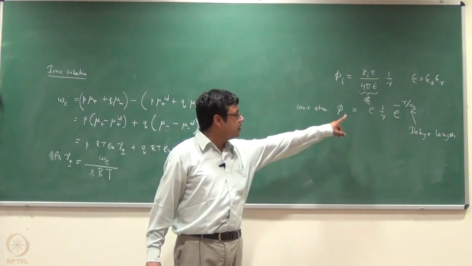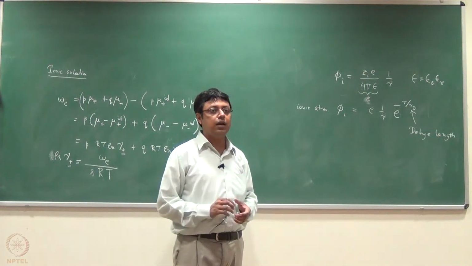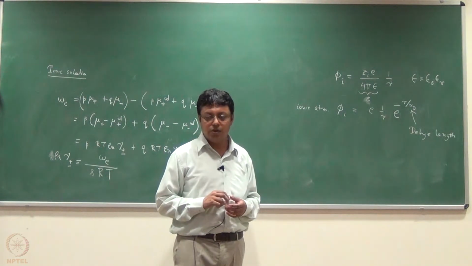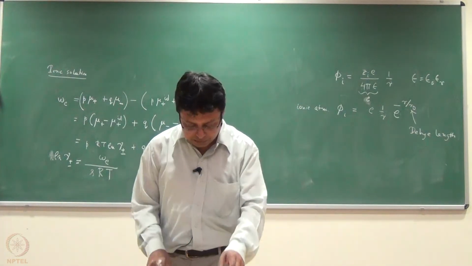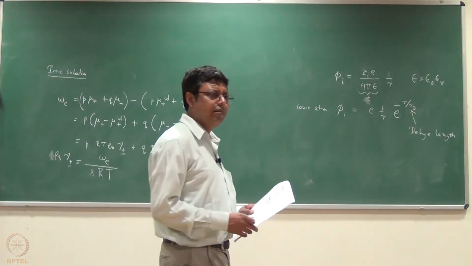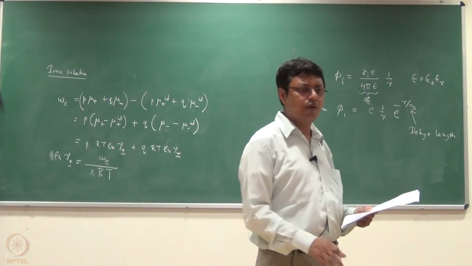Now, first thing first, I have to figure out what is the RT. RT is a constant, okay, for a species. Now how to calculate RT? Now, again, how is the ionic atmosphere? Remember, it is actually spherically symmetric.